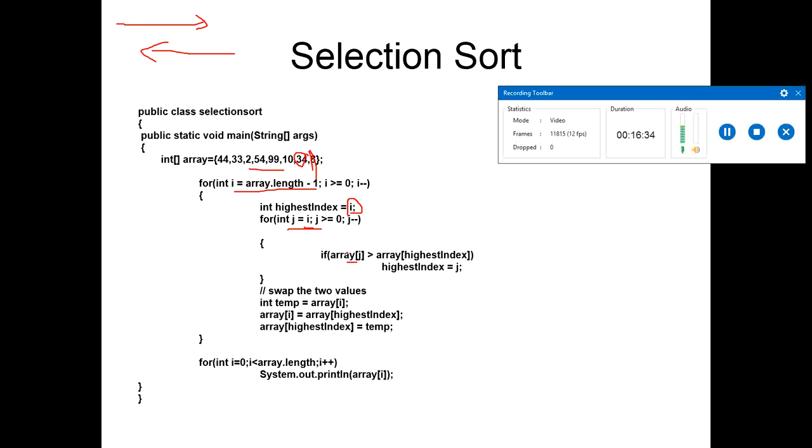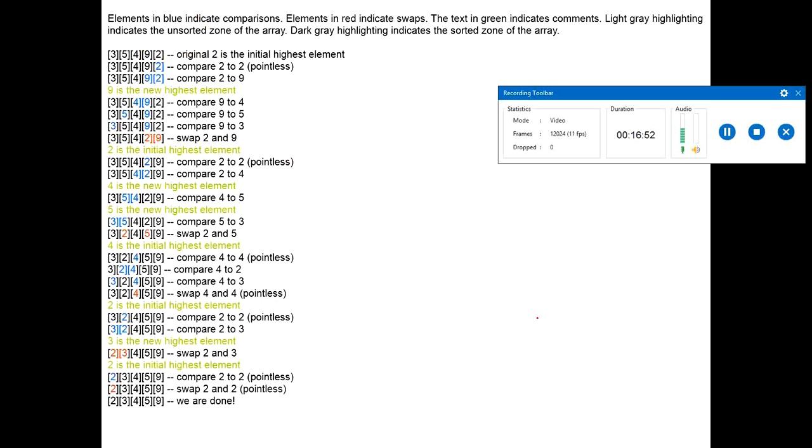And after that j is again decremented. So this is done for each j, and after doing it for one pass, we decrement the index of I. Let's just do an example of it.